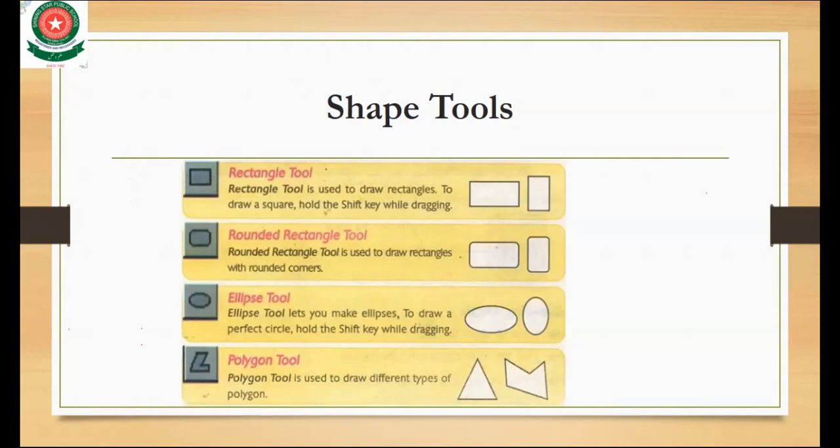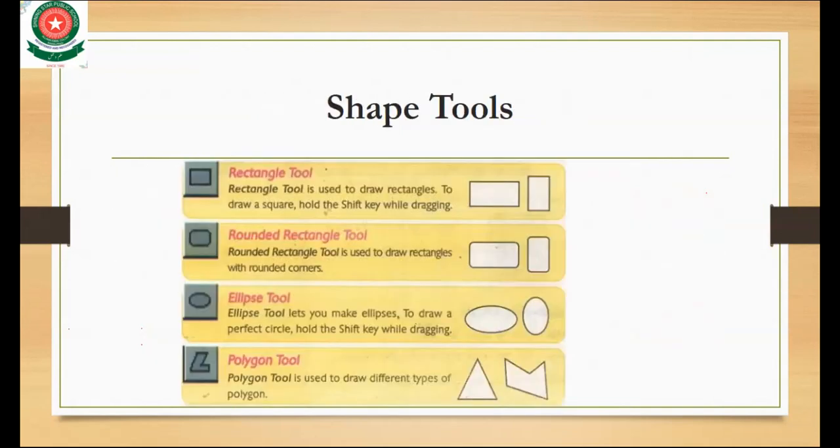Then you can hold the shift key. You can click and hold the shift key while dragging, then it can draw a square. Next is the rounded rectangle tool. Using a rounded rectangle tool, you can change the corners of a rectangle. You can draw rectangles with rounded corners.